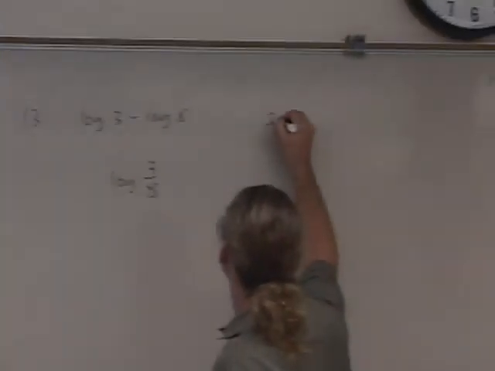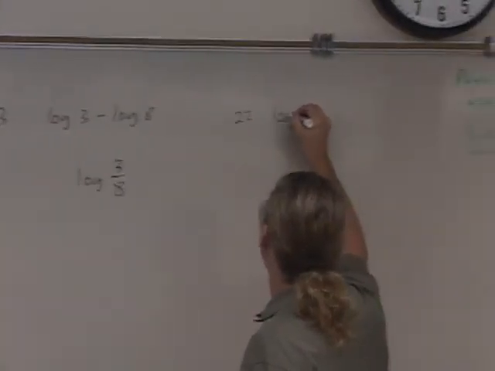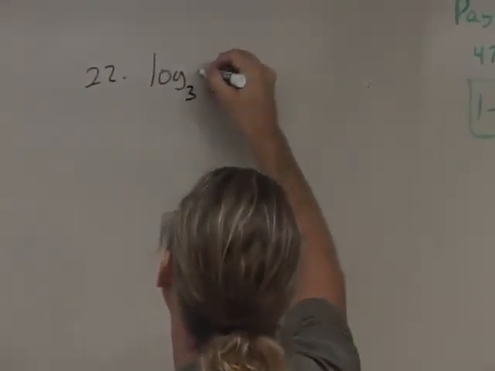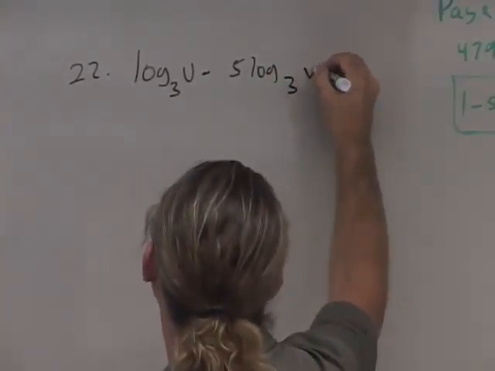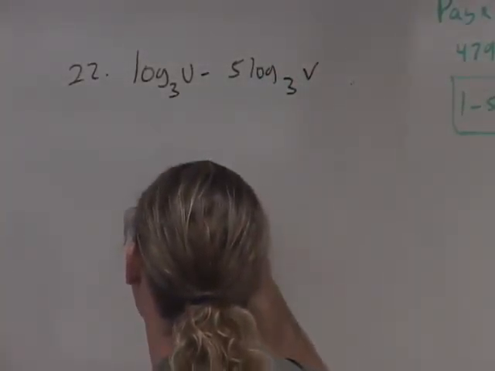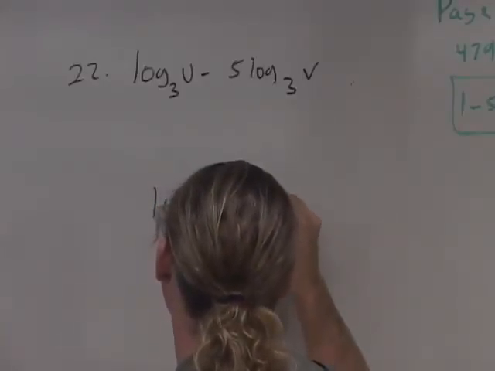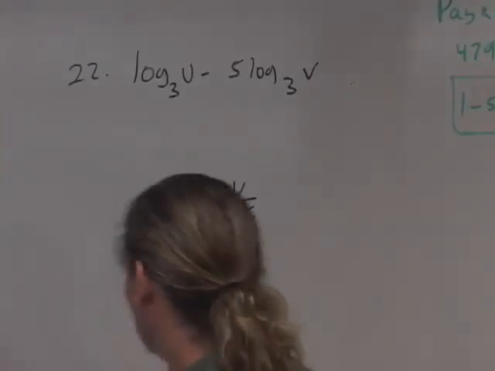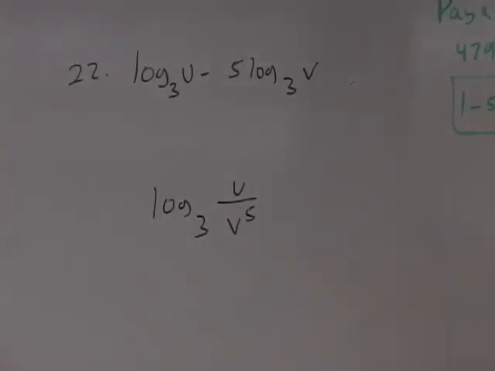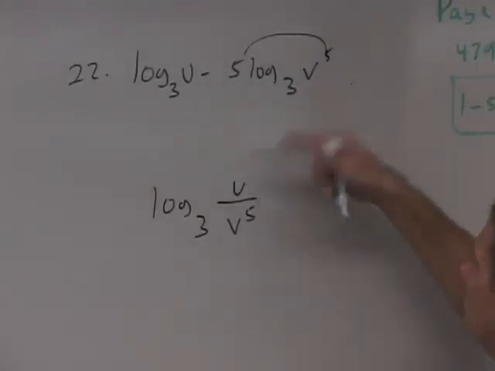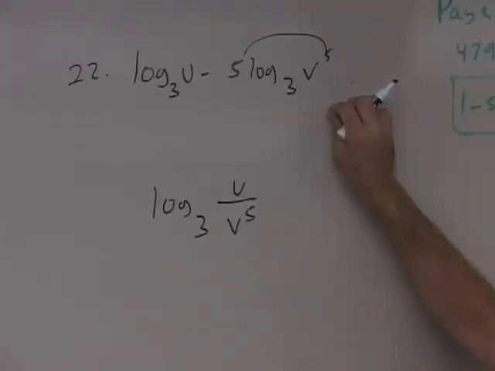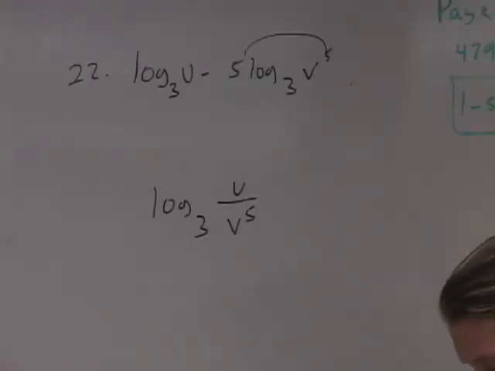How about number 22? Now, log 3 u minus 5 log 3 v. This becomes log base 3 of u divided by v to the 5th. I did a couple of steps in one. First, I moved the 5 up top onto the v, and then since it's subtraction, I used division. So I kind of did 2 steps in one. Can you handle that? Or do I need to break that down?